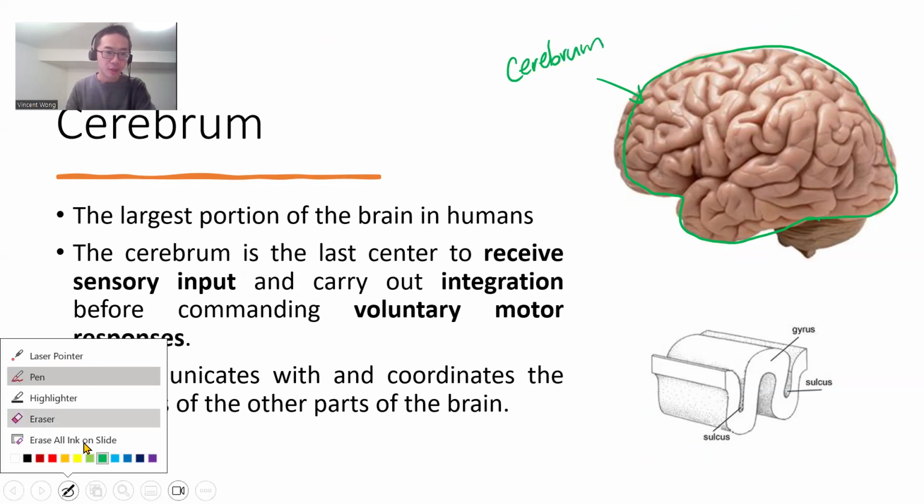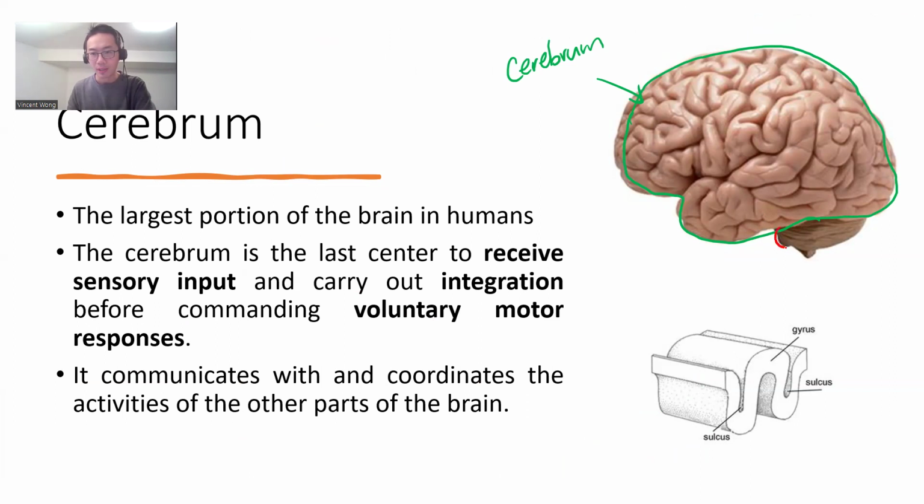And then the cerebrum has a little brother, which is right here. Cerebellum. Cerebrum, big brain. Cerebellum, small brain. Small brain attached at the back.